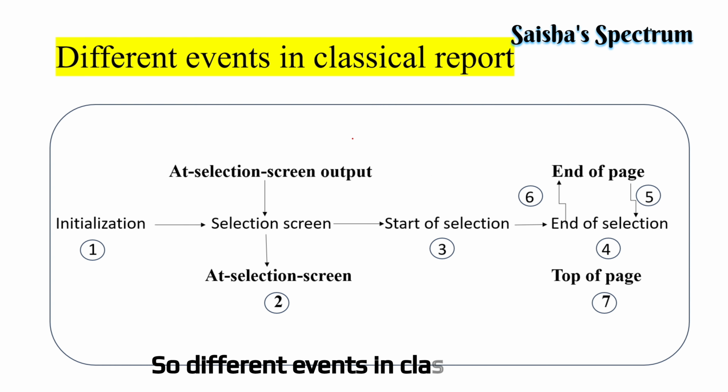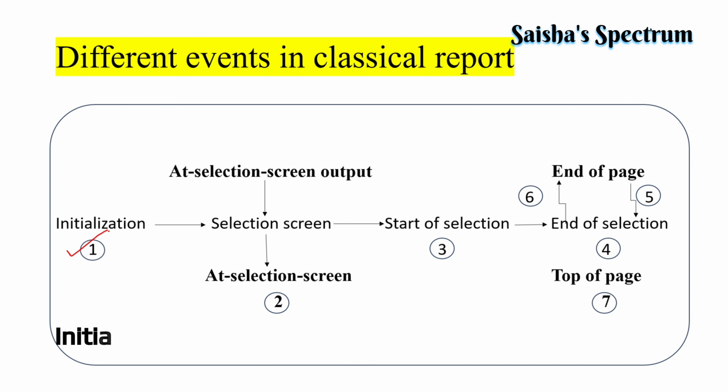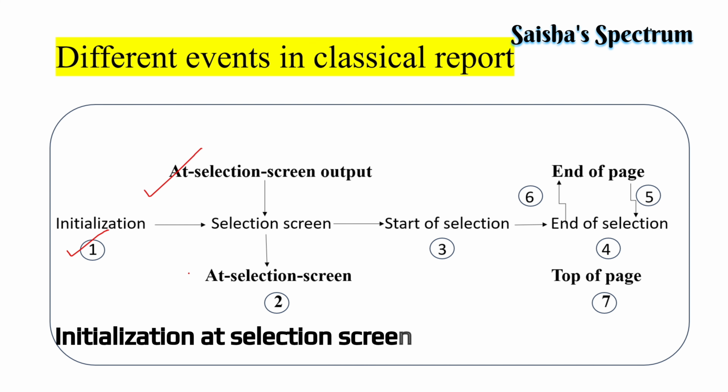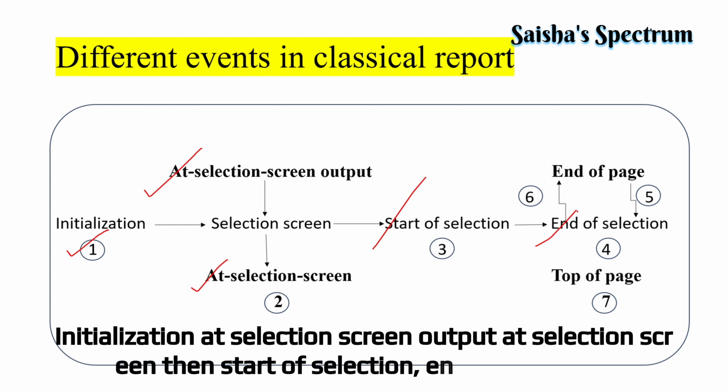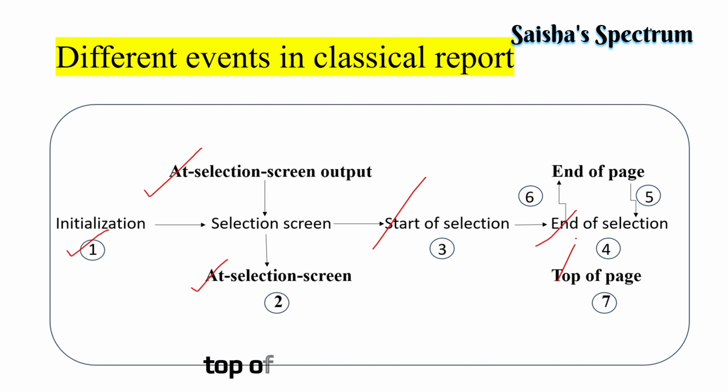So different events in classical report: initialization, at selection screen output, at selection screen, then start of selection, end of selection, top of page and end of page. Let us see all these events in detail.